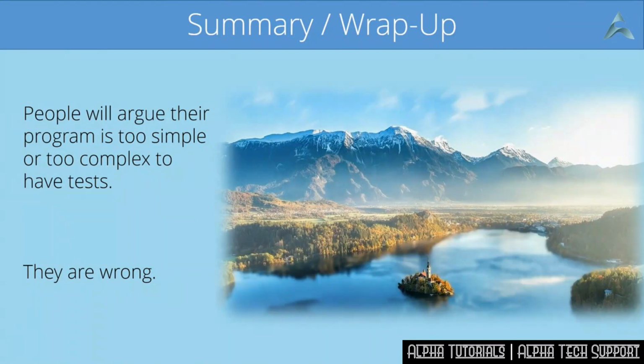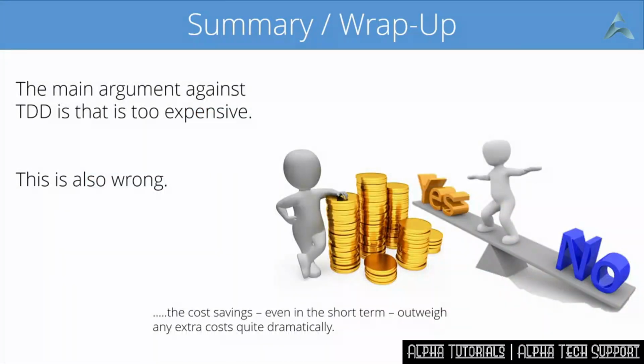Then the arguments against TDD moved from technical to financial. Developing using TDD needs twice as much code as traditional ABAP programming. So it's easy to say, this costs twice as much, so do not do it. However, in real life, cost savings, even in the short term, outweigh any extra costs quite dramatically.